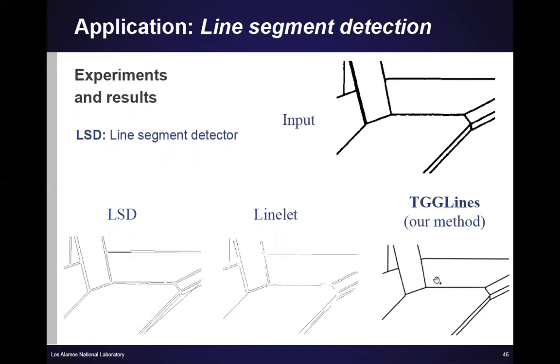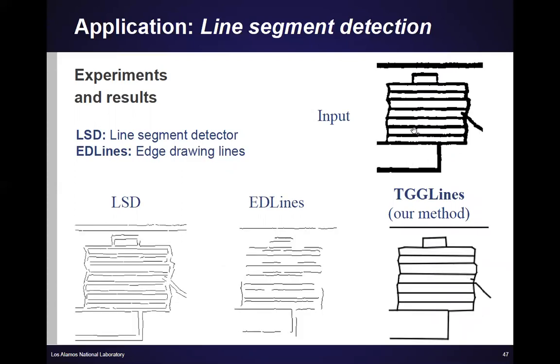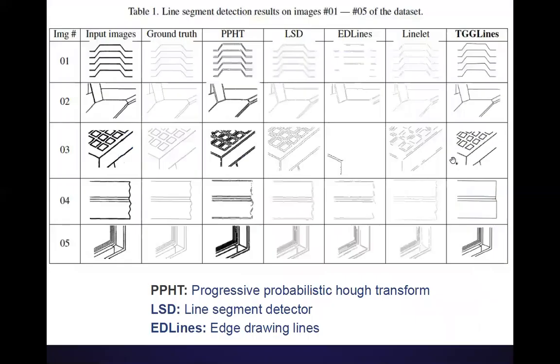You can see it detects clean and clear line segments. Let's see another example here. This is an input example diagram image. LSD means line segment detector, and ED lines means edge drawing lines. Again, LSD detects double lines and broken lines for the line segments in the diagram images. The ED lines is much worse than LSD. A lot of line segments are missing and broken. Then our TG lines works the best. It's obvious. Check our paper for more.